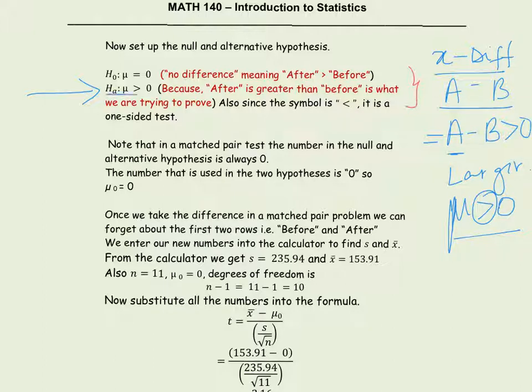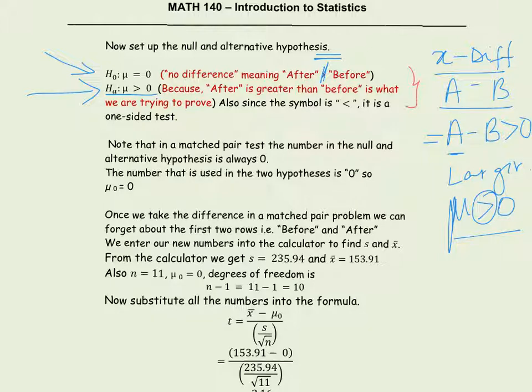So this is going to be our alternative hypothesis. Once we know what we need to prove, let's think of what the null hypothesis is. The null hypothesis always says there is no difference. If there is no difference between the after and the before, it would mean that after has to equal before.